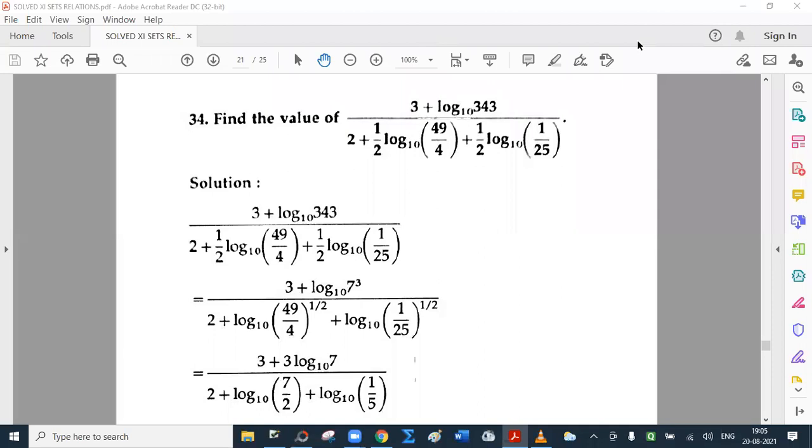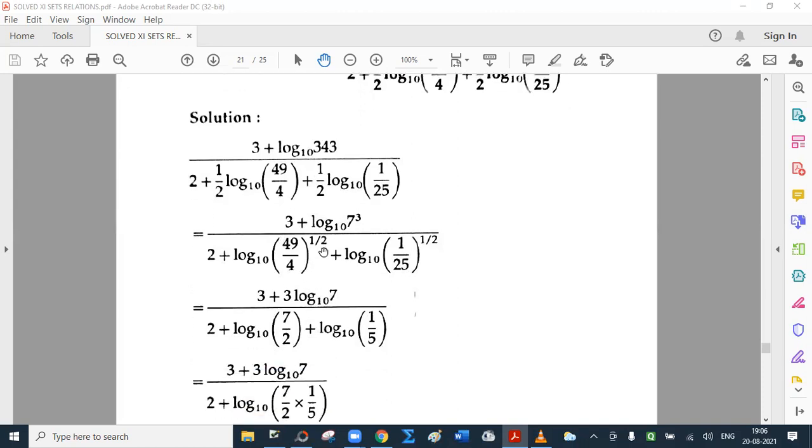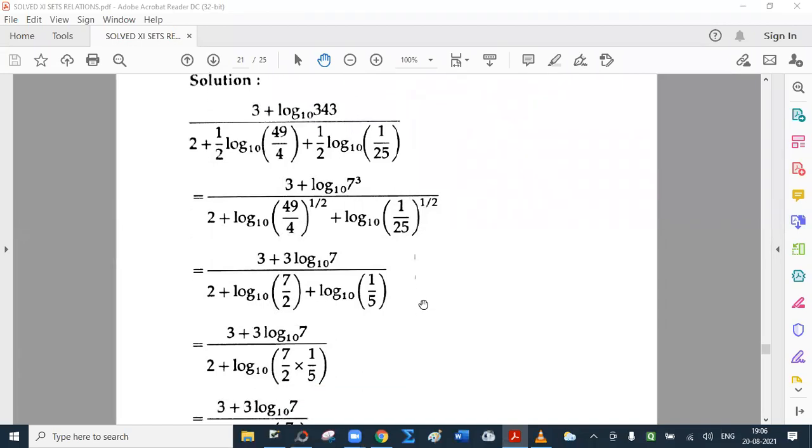Sum number 34. Find the value of 3 plus log 343 to the base 10 upon 2 plus half log of 49 by 4 to the base 10 plus half log of 1 by 25 to the base 10. Okay. Now, 343 is 7 cube. See, we have to express this as product of primes. Denominator 49 is 7 square. Okay. 1 by 25. Or before that, what is n log m? Log of m raised to n. Raised to half means square root. Square root of 49 by 4 is 7 by 2. And that of 1 by 25 is 1 by 5.